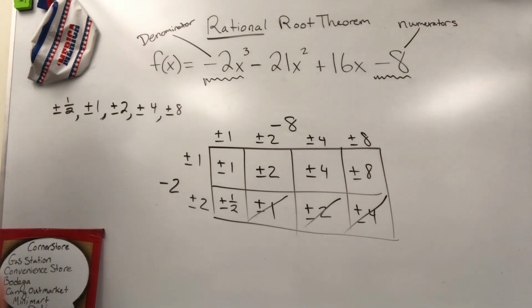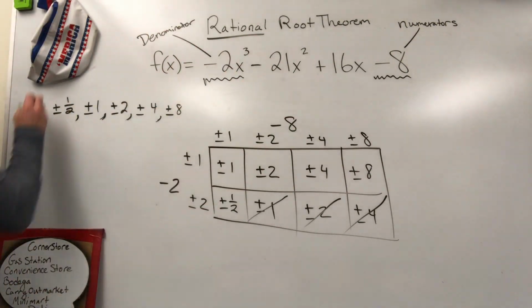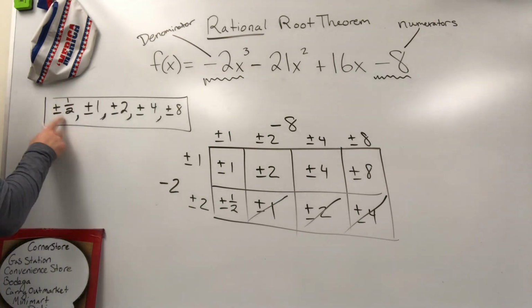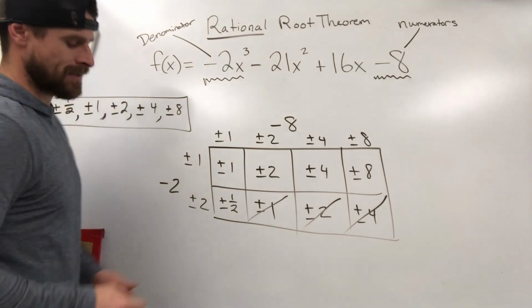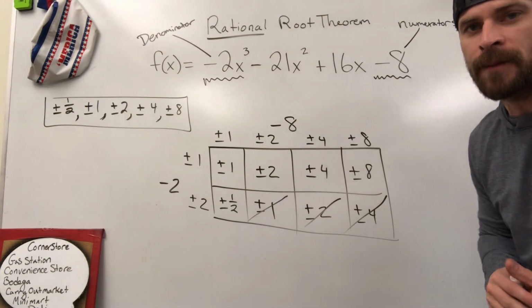All right, so if you're asked to find all possible rational roots to this given function, your final answer would be positive and negative 1/2, 1, 2, 4, and 8. Hopefully this makes sense. Study hard, start practicing it, and good luck on your upcoming test.